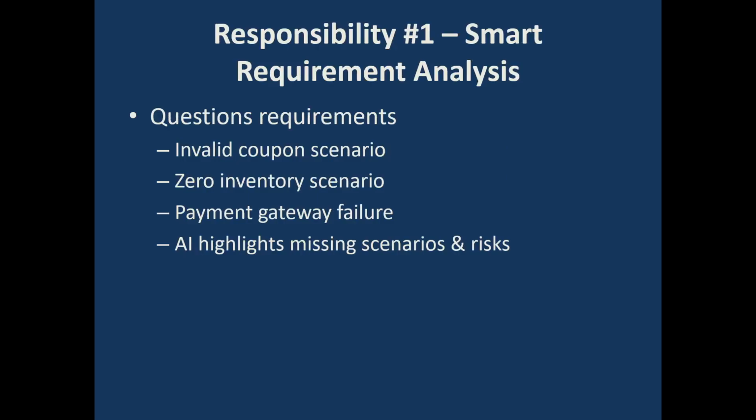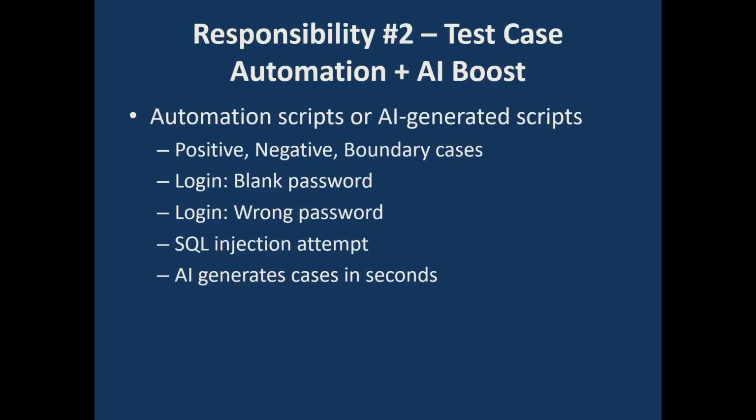The very first responsibility is smart requirement analysis. A modern tester questions requirements instead of blindly following them. For example, the requirement is: user can place an order online. A modern tester will ask: can a user check out with an invalid coupon? What if inventory is zero? What if the payment gateway is down? AI helps by highlighting the missing scenarios and predicting high-risk areas.